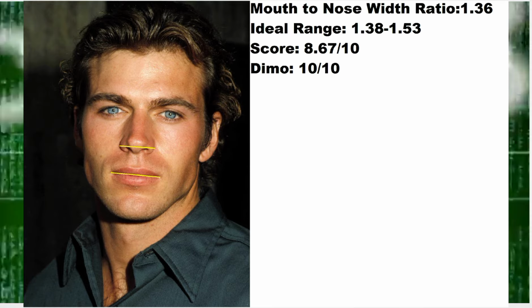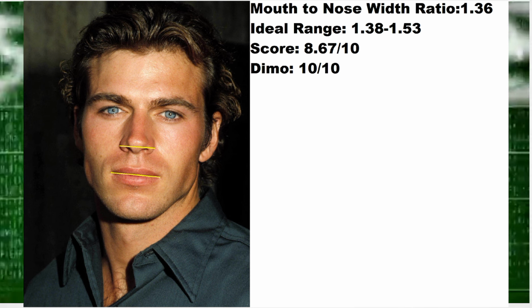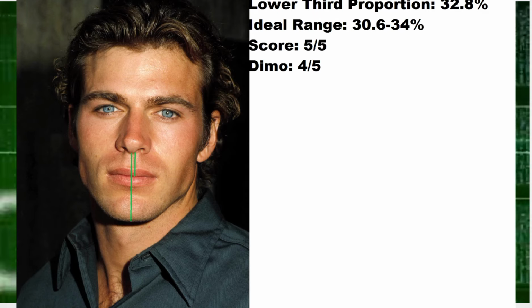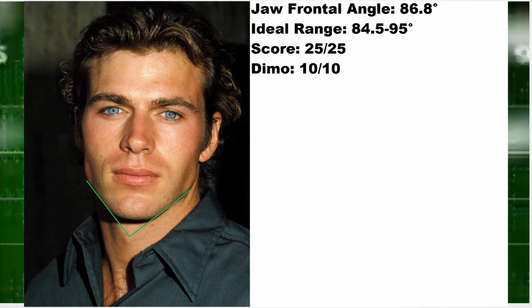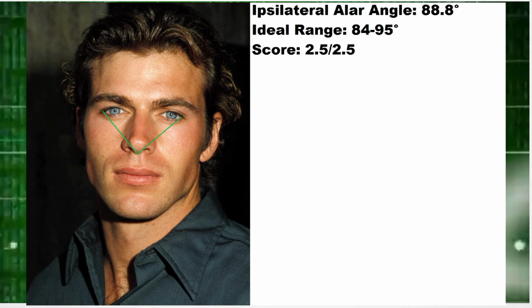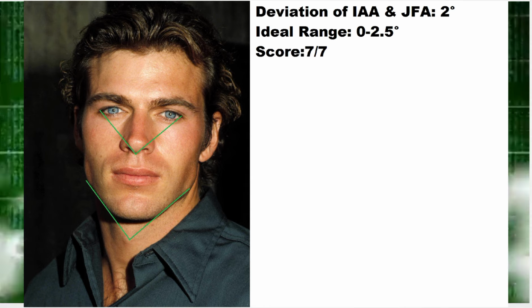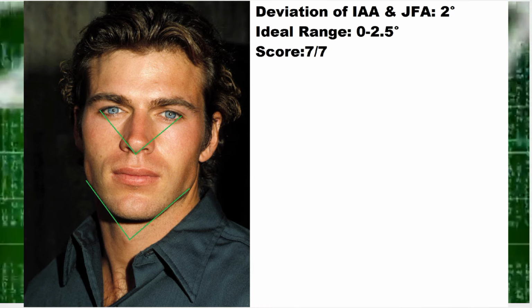But mouth to nose width ratio is 1.36, which is slightly lower than ideal. But it is masculine to have a bigger nose. His lip proportion is 1.64. Perfect. And his lower third proportion is 32.8%, which is ideal. His jaw frontal angle is 86.8 degrees, which is perfect and very masculine. His ipsilateral alar angle is 88.8 degrees, again ideal. And the deviation between his ipsilateral alar angle and jaw frontal angle is only 7 degrees, which is again perfect.